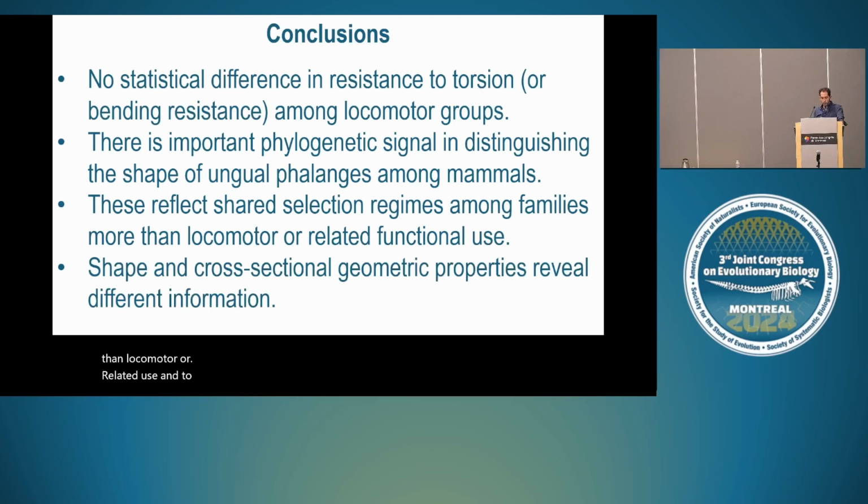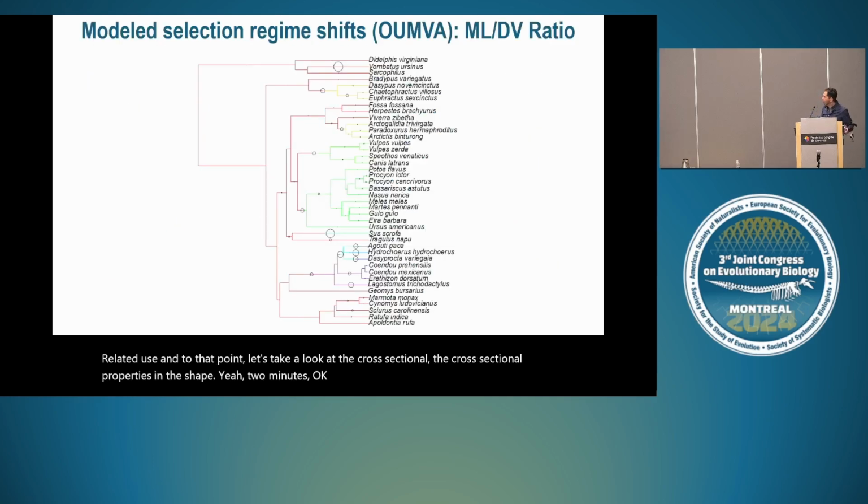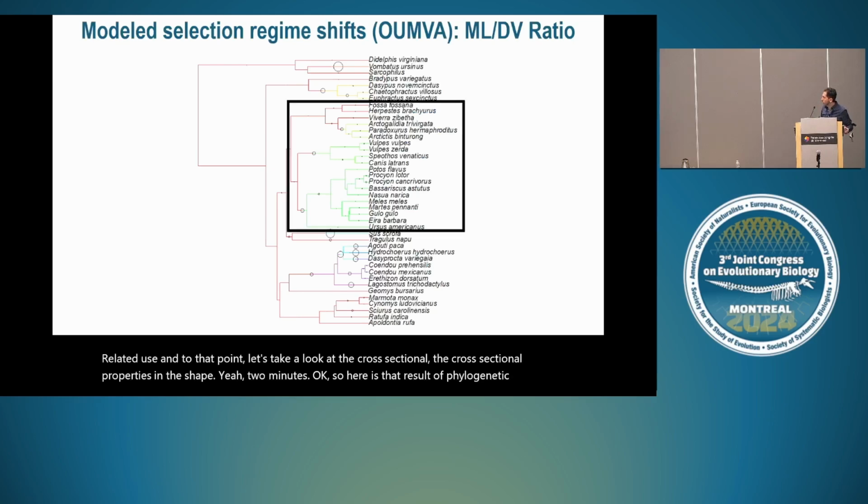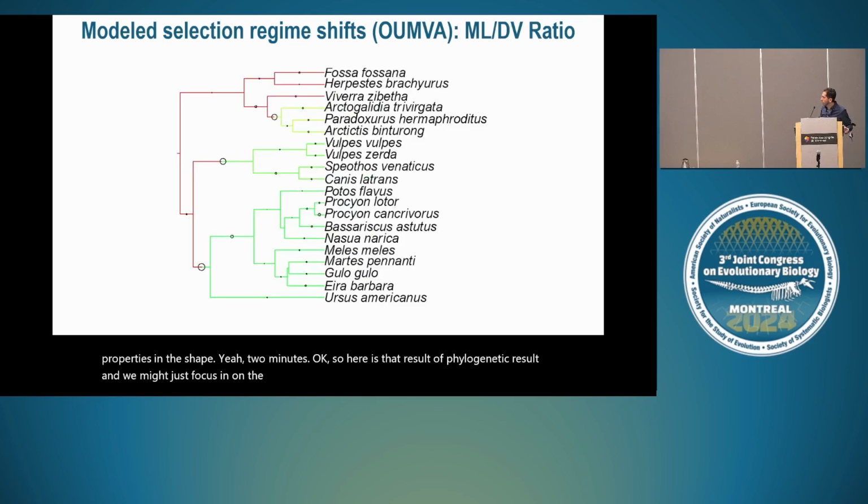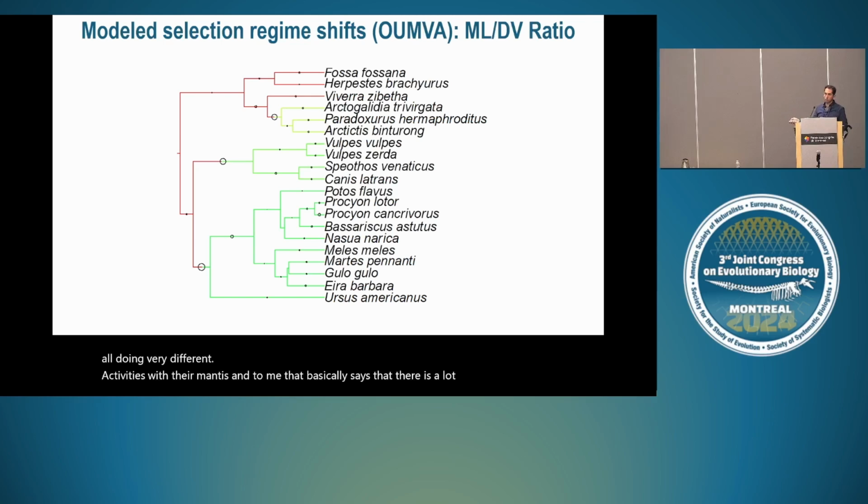And to that point, let's take a look at the cross-sectional properties in the shape. Okay, so here is that phylogenetic result, and we're going to just focus in on the carnivores, and this just drives the point home. If you're looking at the carnivores here, you're seeing a whole bunch of different adaptive regimes showing up within carnivores, but at the same time, they're all doing very different activities with their manus. And to me, that basically says that there is a lot of relatedness signal here.